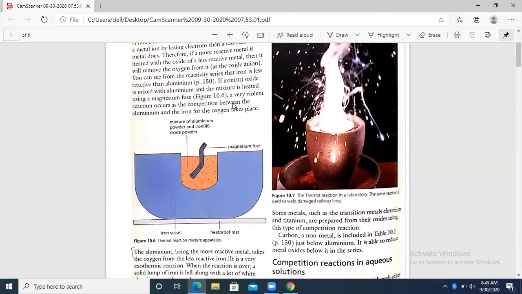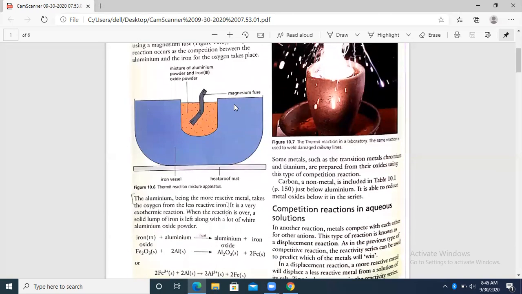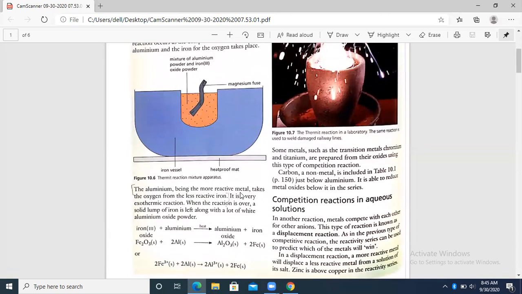This type of reaction is called a competition reaction. Here, aluminium and iron are fighting for oxygen. Then what will happen? The aluminium, being the more reactive metal, takes the oxygen from the less reactive iron. So aluminium will get the oxygen in this competition. So what we can understand is, if a strongly reactive metal and a less reactive metal are competing for oxygen, the more reactive one will get the oxygen.